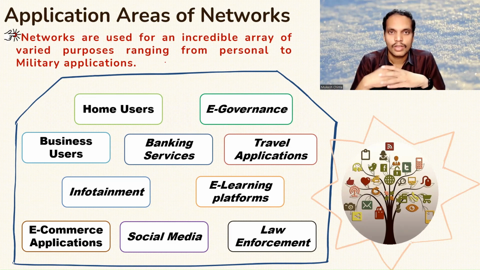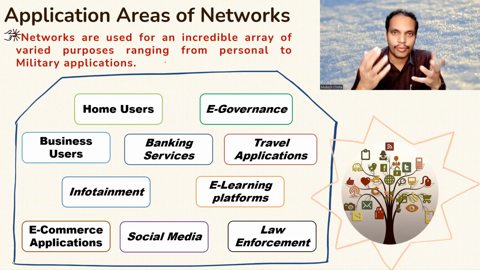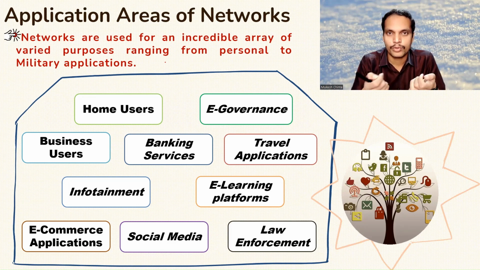You can see home users. If you are watching YouTube, or you are a gamer sitting at home playing online games, all of them come under home users. E-governance: we pay challans, we pay taxes, we apply for licenses, all those things come under e-governance. Business users: you have e-commerce, m-commerce, all of them work on networking in the background. Amazon, Flipkart, a lot of these things. Banking services: now in India we are using UPI, all of which runs on a computer network. Even your i-banking and mobile banking services come under banking services.